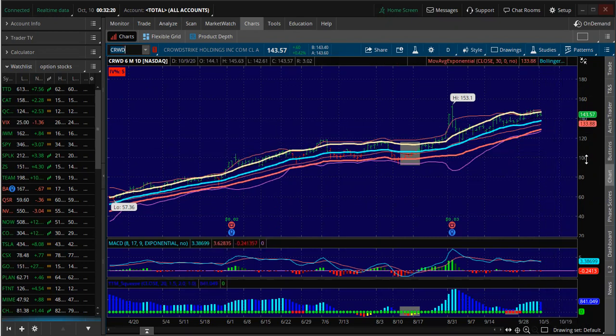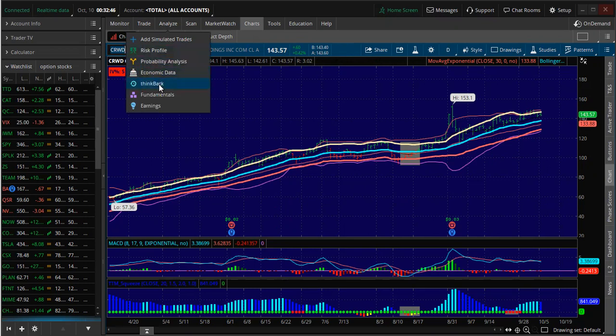So let's take a look back and see how much money we could have made had we invested $10,000 into two different stocks. First one I'm going to start off with is CrowdStrike. This is a cybersecurity stock.